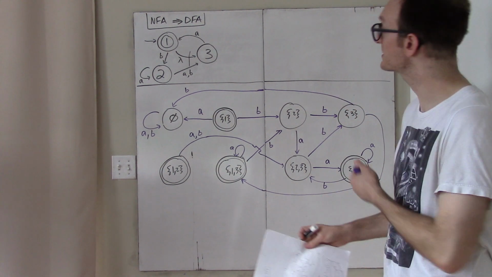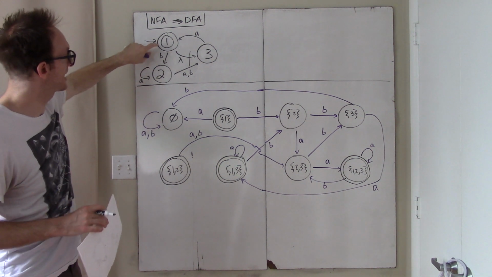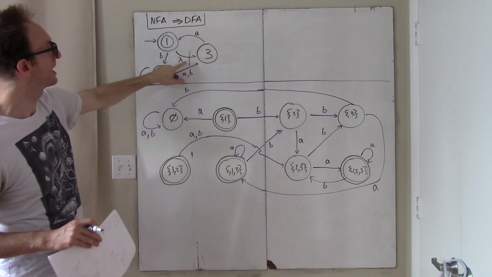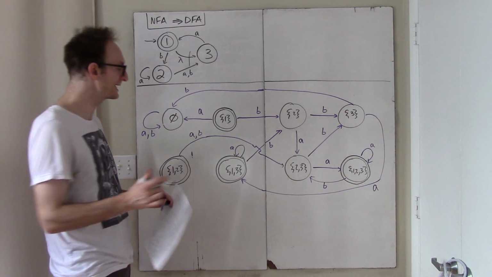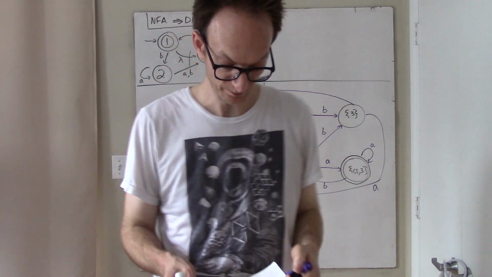And finally, what's the start state? This is, I think, important. Well, now the start state is state 1, you might say. But of course, this lambda transition enables us to go from state 1 freely to state 3, which is why I'm never really in state 1. And so the start state of this machine is the state 1, 3.